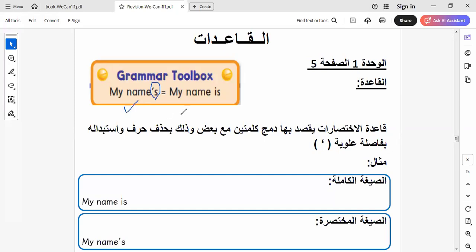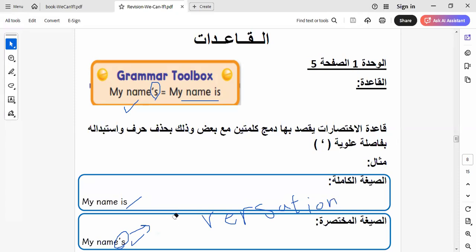We say "my name is" or "my name's". Here is "my name is" or "my name's". This is called abbreviation. Okay, can we say abbreviation? You say abbreviation. Abbreviation means we can put it like this.